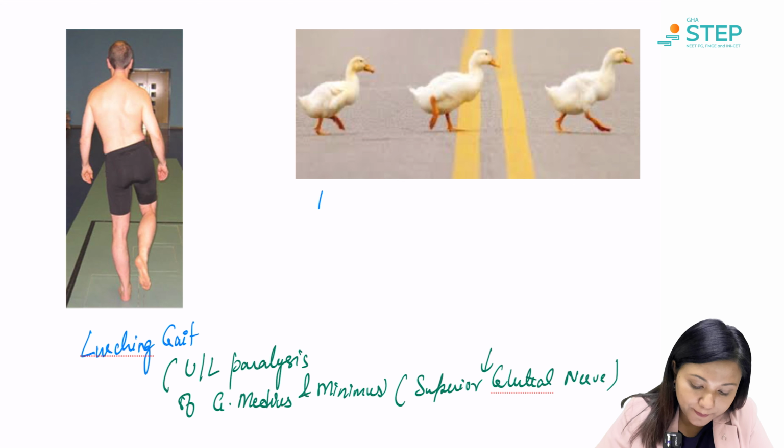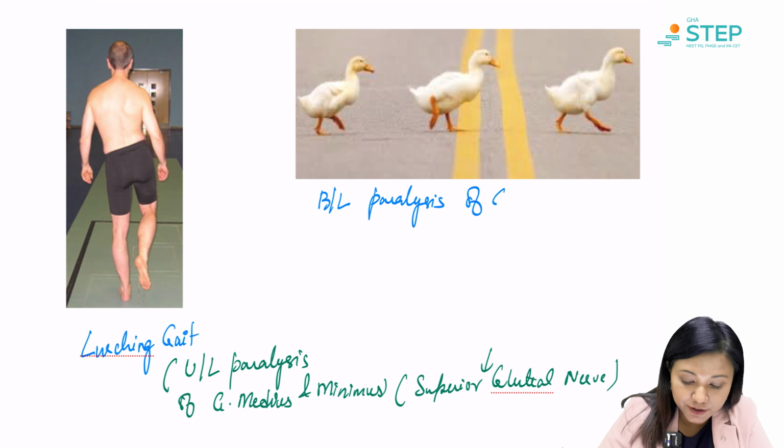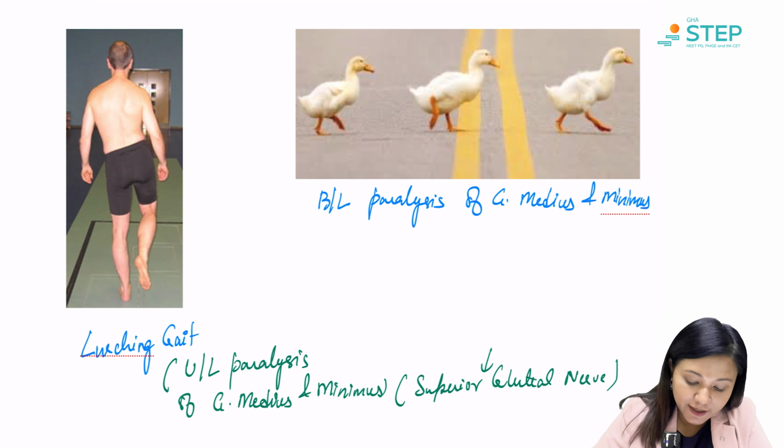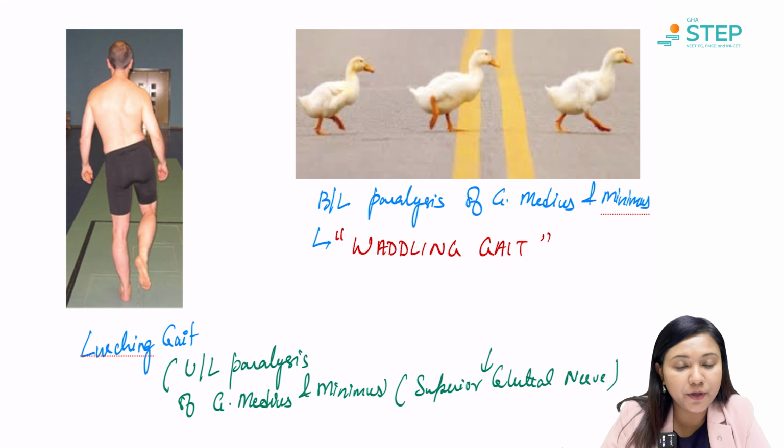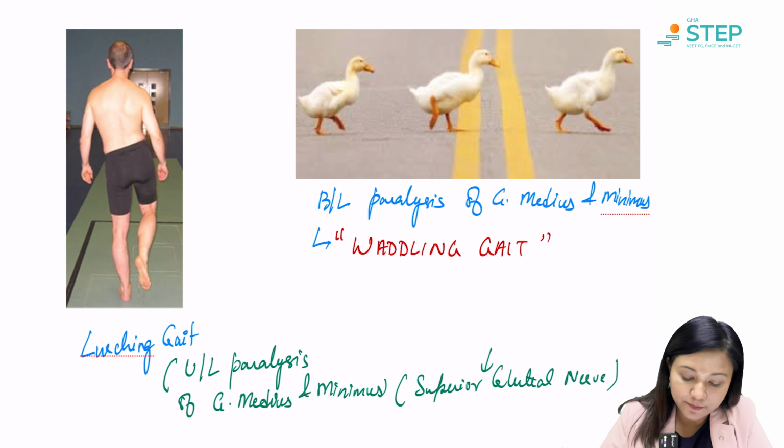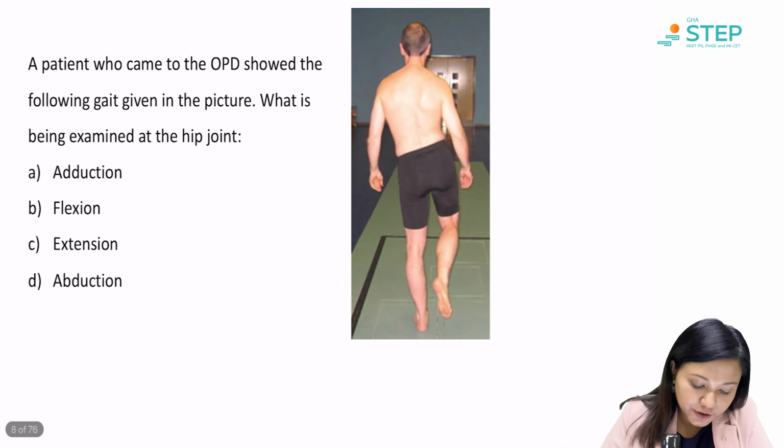If there is bilateral paralysis of gluteus medius and minimus, both right and left, then the gait is known as the waddling gait. Waddling gait is like the gait of a duck. So lurching gait is unilateral paralysis of gluteus medius and minimus, and waddling gait is bilateral paralysis of gluteus medius and minimus. Okay, so let us come to the question. They have asked the gait and what is being examined in the hip joint.